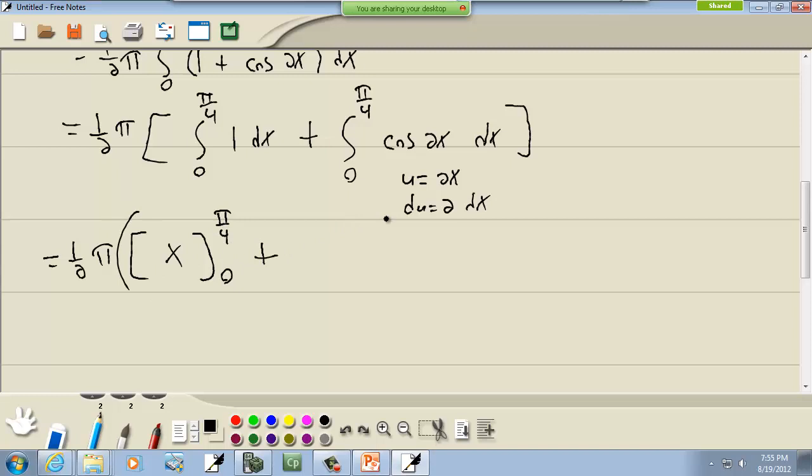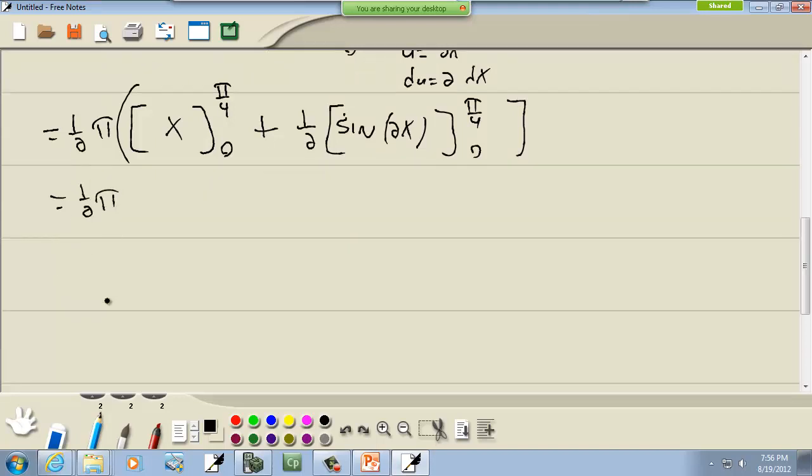And then this one, I need a 2 inside, so I'll put a 1/2 out in front. And then the integral of, then it would be cosine u du. And the integral of cosine is sine, because if we go backwards, the derivative of sine is cosine. So I'll have sine 2x, and this will be from this to this.